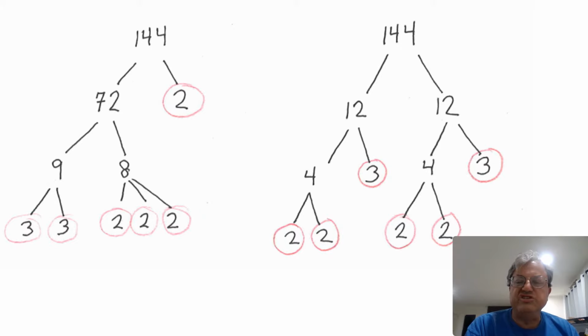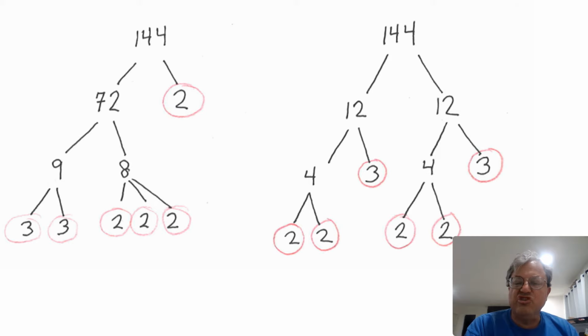But then 72 is still composite, so you write that as a product of two other factors, 9 and 8. And neither of those are prime, so you have to factor both of those. 9 is 3 times 3. 3 is prime, so you're done with 9. 8 is 2 times 2 times 2. You're done with 8. And these are called leaves, the numbers that are circled.